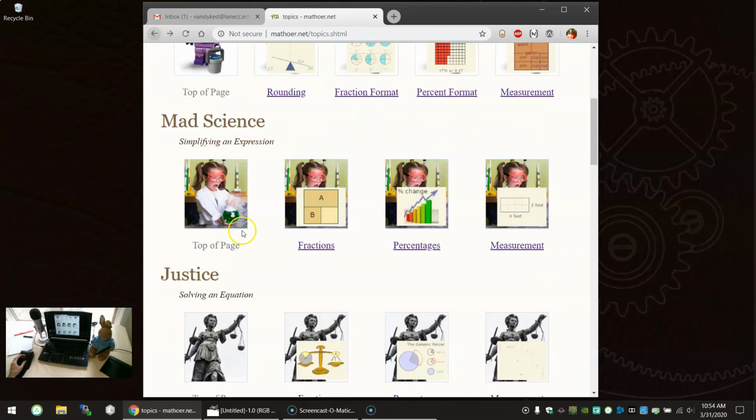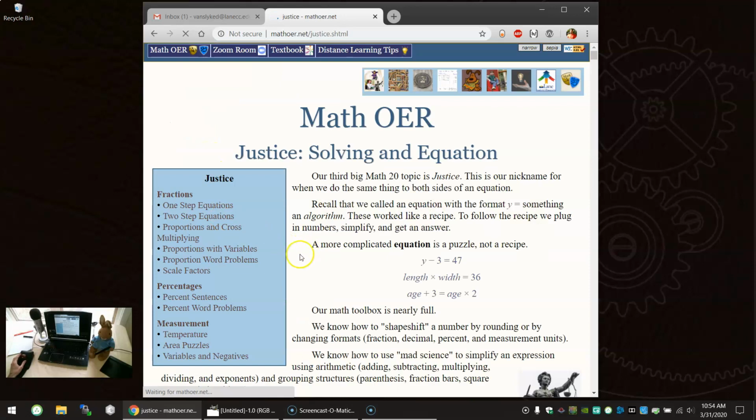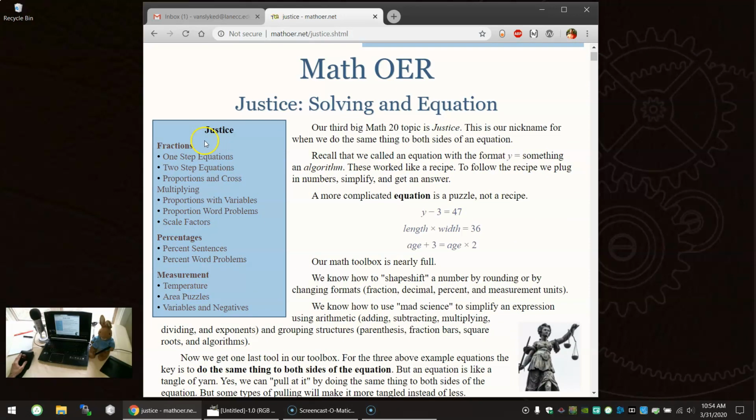That's not what's interesting. And then finally, the third Math 20 topic is justice, keeping things balanced, doing the same thing to both sides of an equation. And once again, we deal with fractions and percentages and measurement. But as before, the point isn't that it's about a fraction or a percent or a measurement. The point is that the table of contents has all the tools you're going to use. So it's not your job to somehow figure out what tool this is without it ever being actually named by your instructor. It will be very clear.